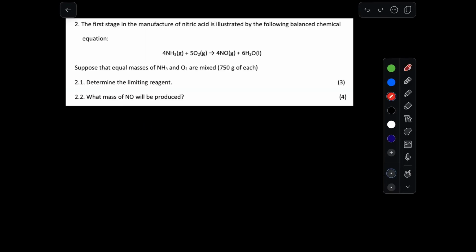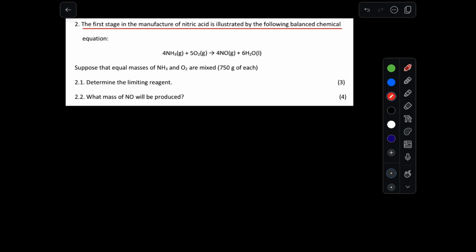Now, calculating the limiting and excess reagents. It says the first stage in the manufacture of nitric acid is illustrated by the following balanced chemical equation. Right, guys, in all the chemical industries, whenever they produce any chemicals, they do calculations of the amount that they need to produce. They will have the limiting and excess reagents in every reaction that they do in the chemical industries.